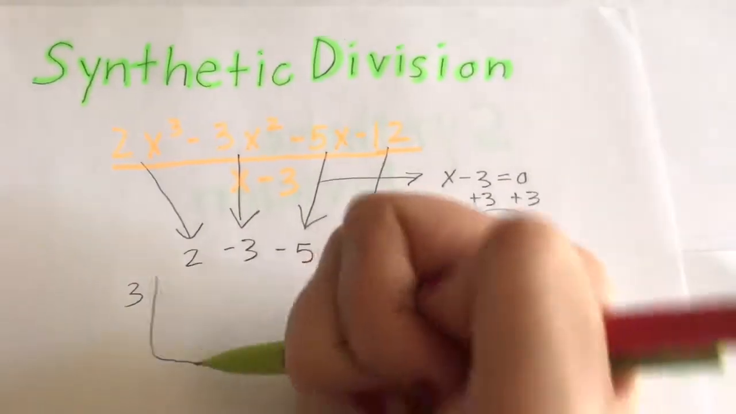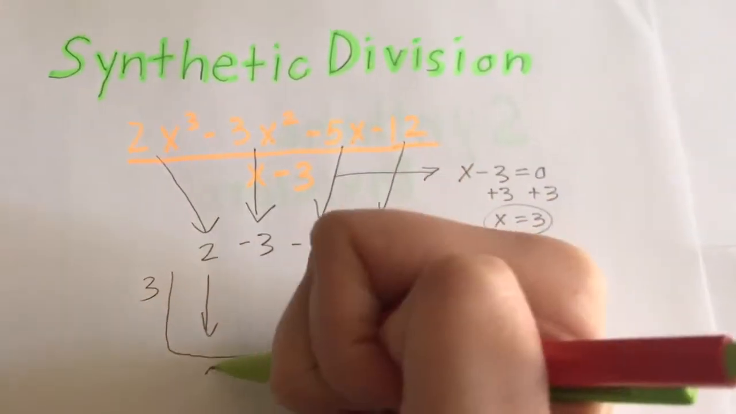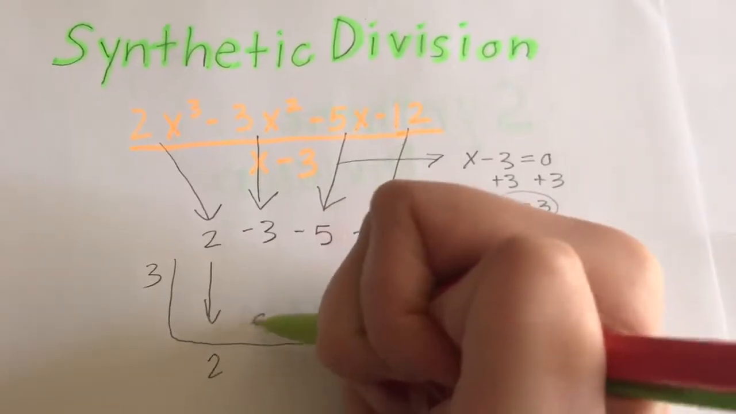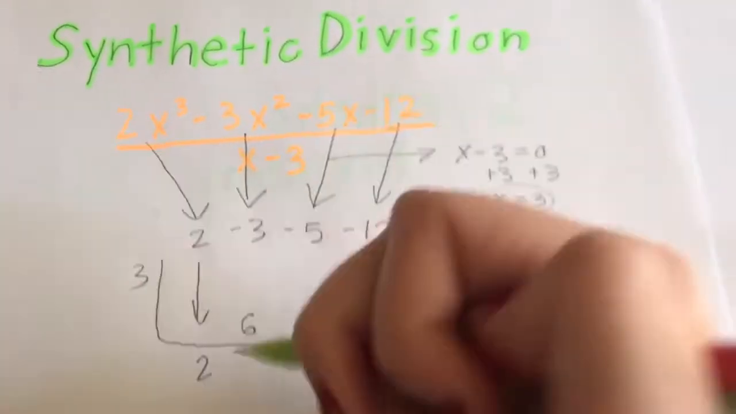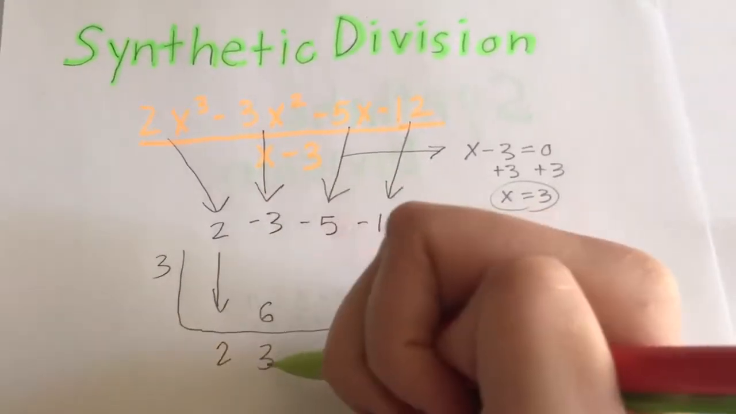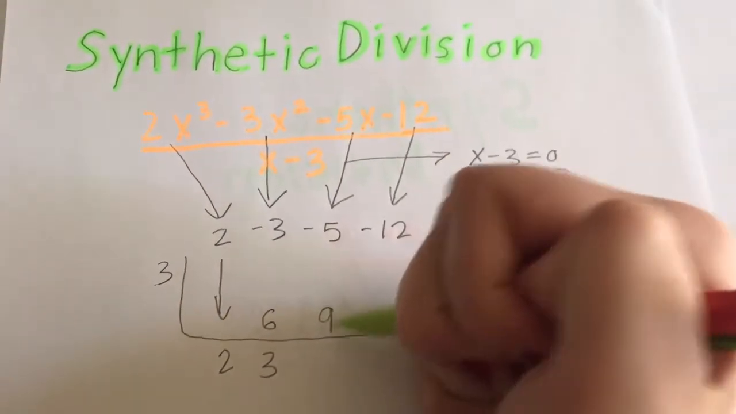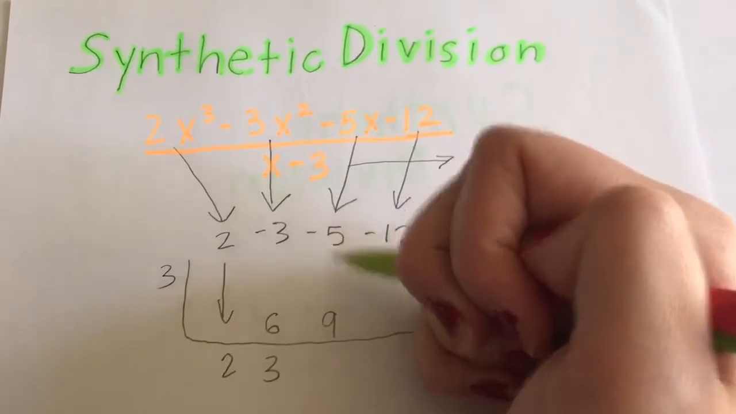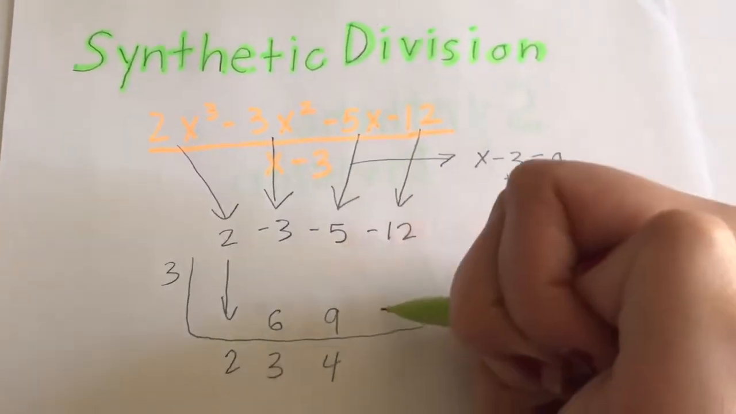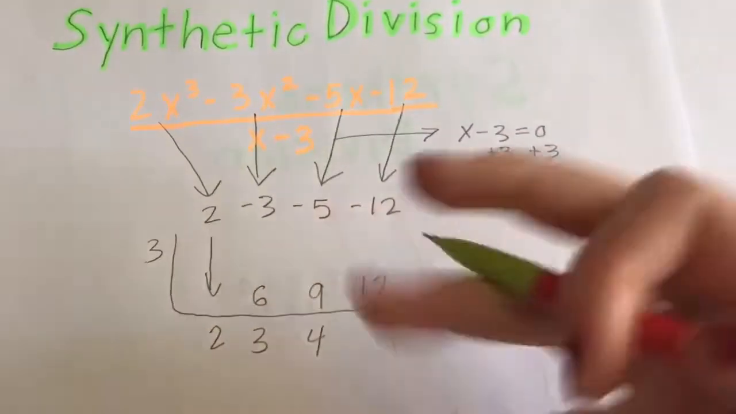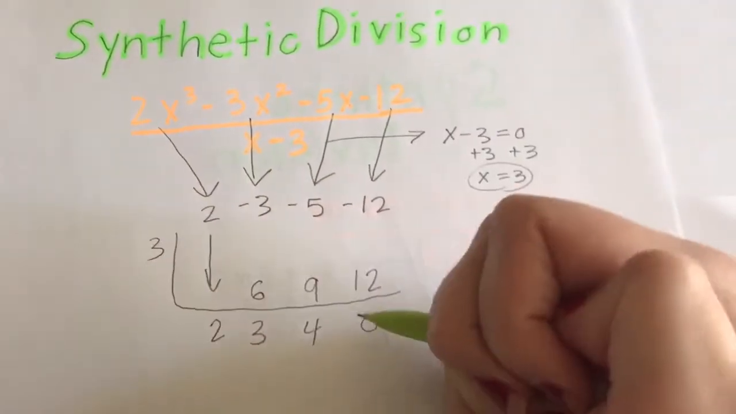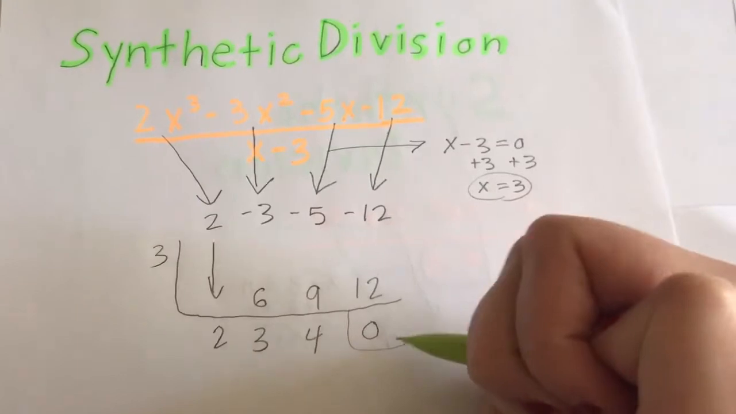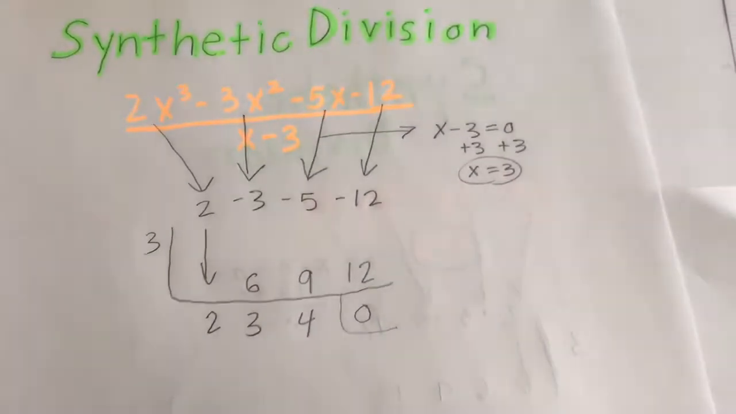So then you drag the 2 down and you do 3 times 2, which is 6. Then you do 6 minus 3, which is 3. 3 times 3, which is 9. And then 9 plus negative 5 is 4. And 3 times 4 is 12. And then 12 minus 12 is 0. And that's basically showing that you have no remainder.